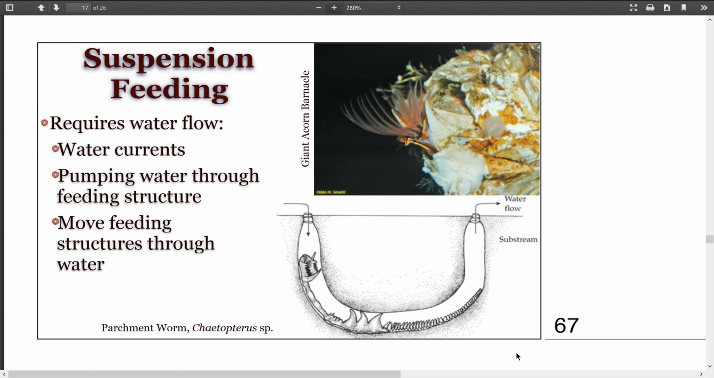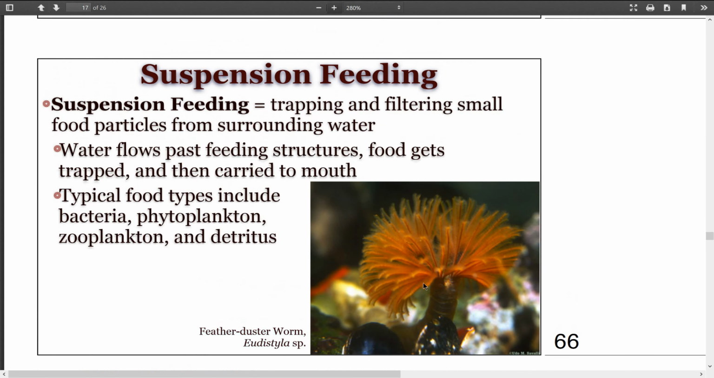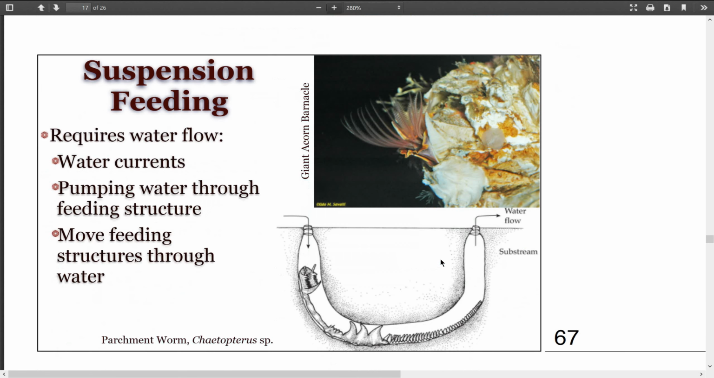So they're pumping water through their feeding structure. These guys are moving a feeding structure through the water. And something like a feather duster worm is basically just passive. It just sits there and lets the pre-existing water currents bring food to it.